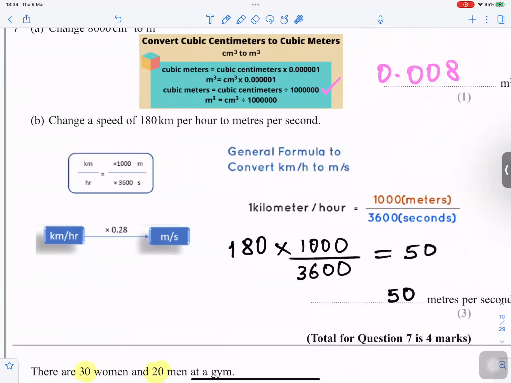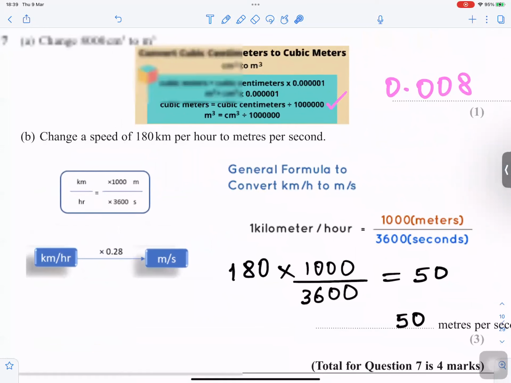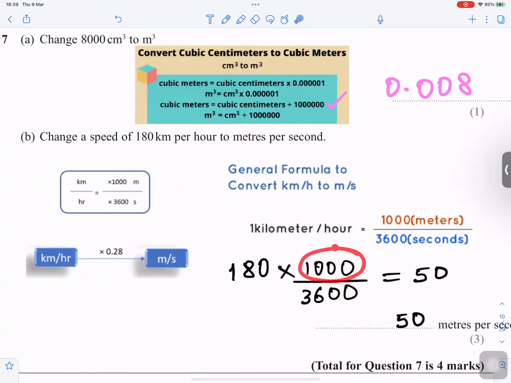So that means to change 180 kilometers, you will multiply by 1,000 and you divide by 3,600. These 3 zeros, these 2 zeros will cancel with 2 zeros, and 1,800 divided by 36, you get 50. So your answer will be 50 meters per second.